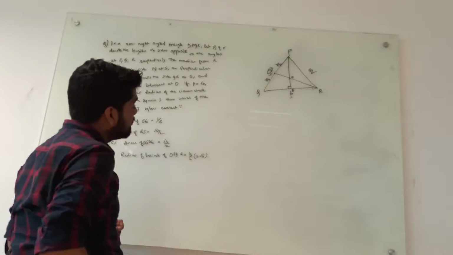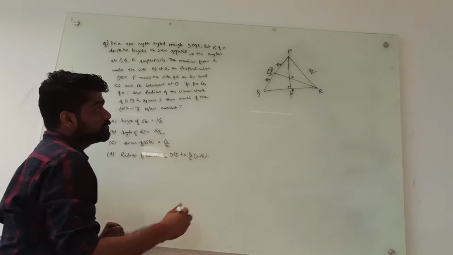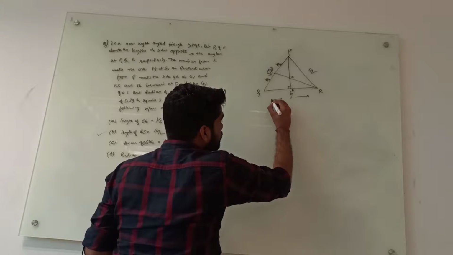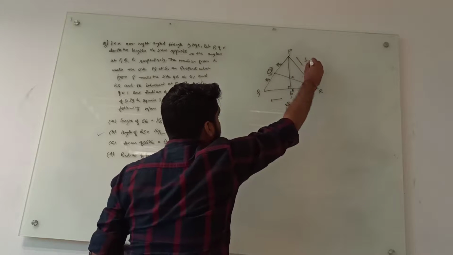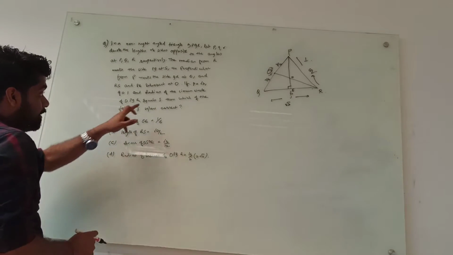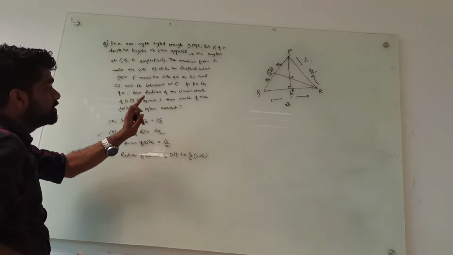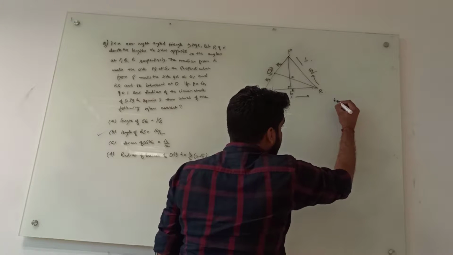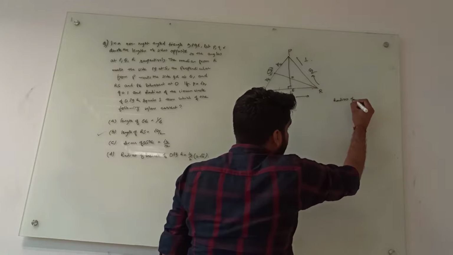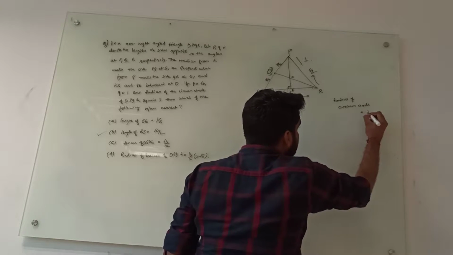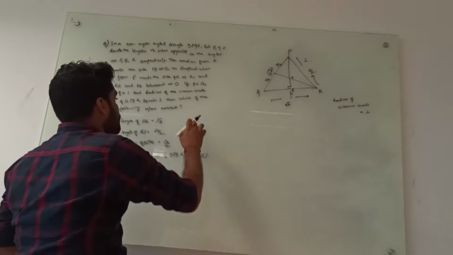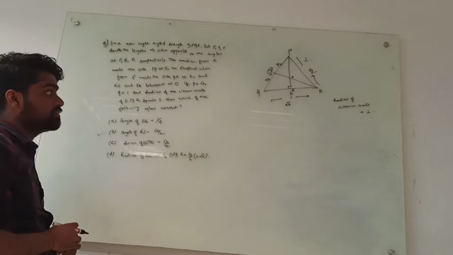Next, it is given that the side small p is equal to root 3. This value is given as root 3, and this value is given as 1. And the radius of the circumcircle of triangle PQR is equal to 1. What is given next? Radius of circle is equal to 1 unit. Then we have to find which of the statements are true.